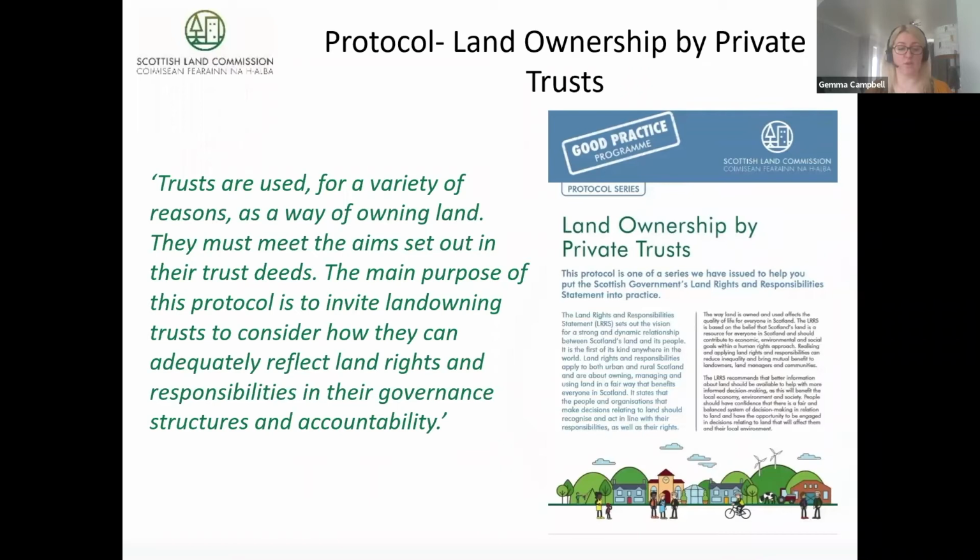So we decided to produce this protocol, and the protocol applies to all private trusts that own land or buildings in Scotland, and that includes discretionary trusts, interest in possession trusts, bare trusts, and accumulation and maintenance trusts.